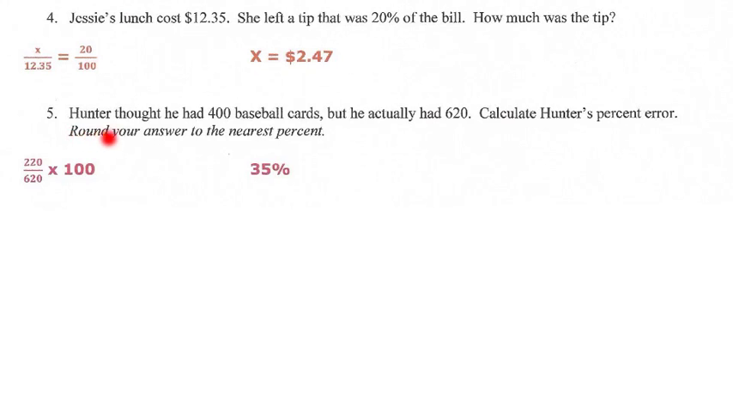Number 5, Hunter thought he had 400 baseball cards, but he actually had 620. Calculate Hunter's percent error. Round your answer to the nearest percent. Here you have to find the difference of 400, 620 over his actual amount times 100. His percent error is 35%.